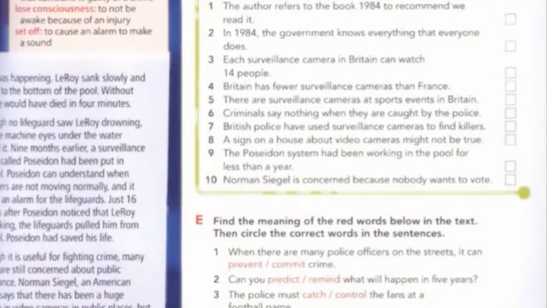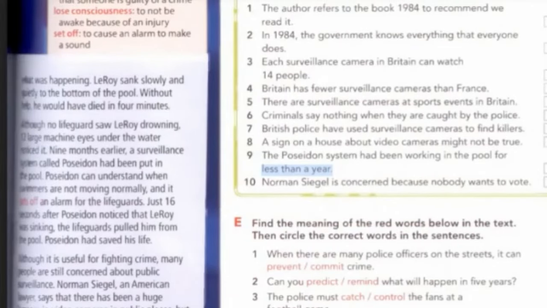A Poseidon system had been working in the pool for less than a year. Okay, Jinya, can you tell me why you say this statement is true? Fifth paragraph, it says 9 months earlier. Right? Yes, correct. Here, 9 months earlier, a surveillance system called Poseidon had been put in the pool. That means it has been used for 9 months only. That means it is less than a year. Okay, thank you so much.